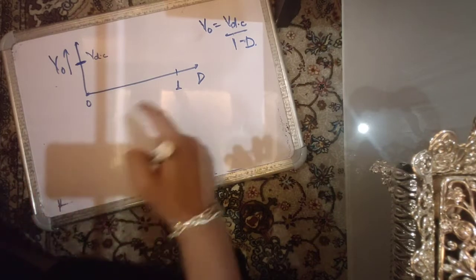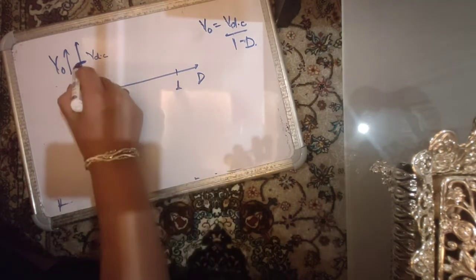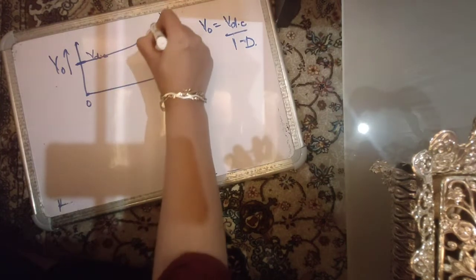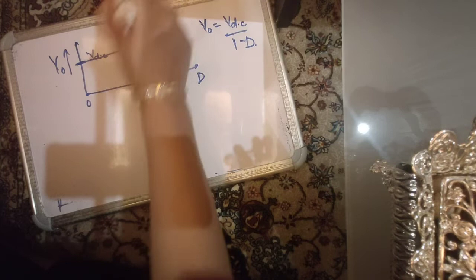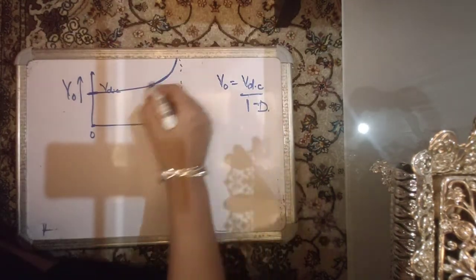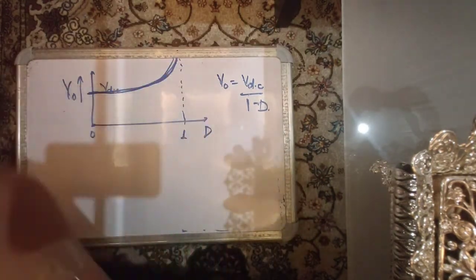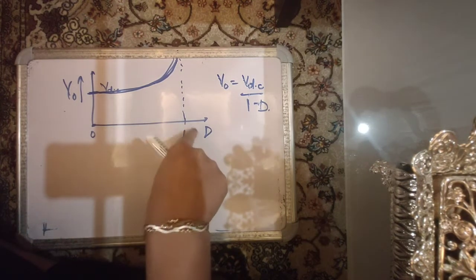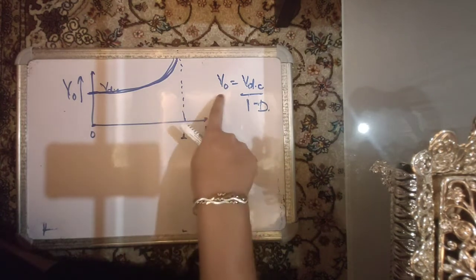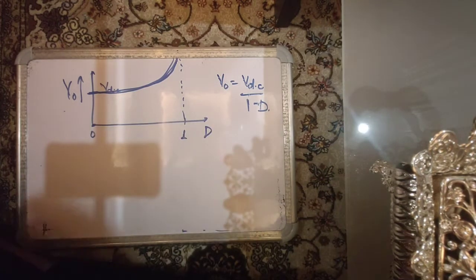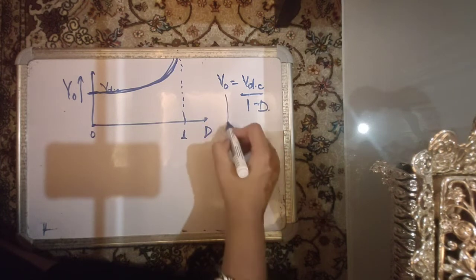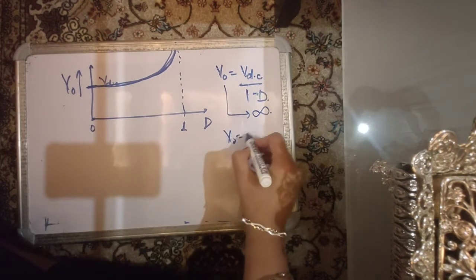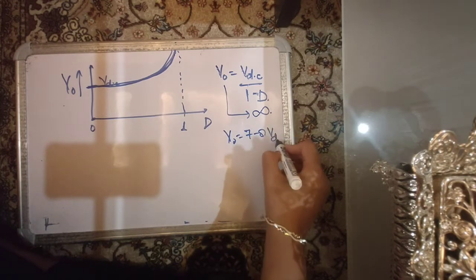And when the duty ratio is 1, theoretically my load voltage is infinite, and this curve tends to infinity, something like this. So this is the shape of the curve. It goes on increasing as the duty ratio goes on increasing, and when the duty ratio hits 1, this output voltage theoretically hits infinity, but it will never actually be infinity. In practical circuits, the voltage across the load is 7 to 8 times the voltage at the input.